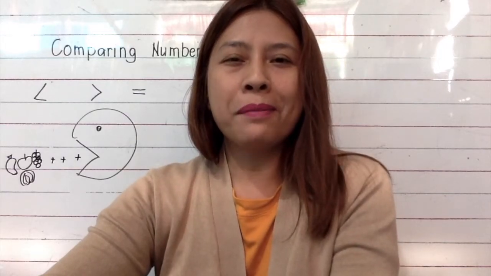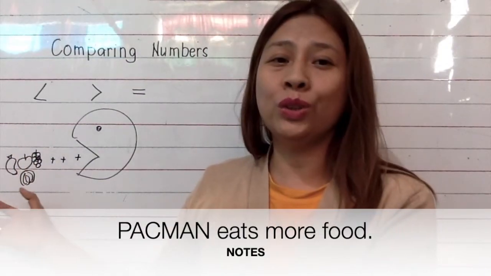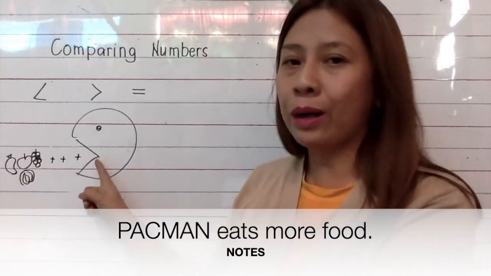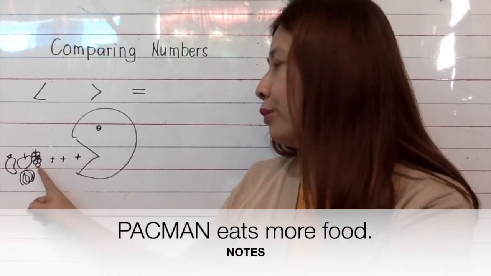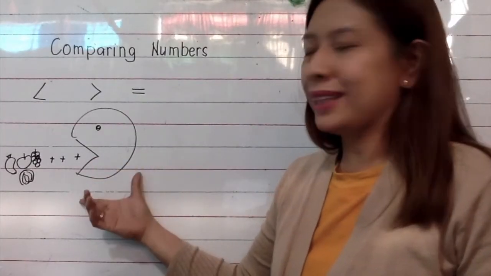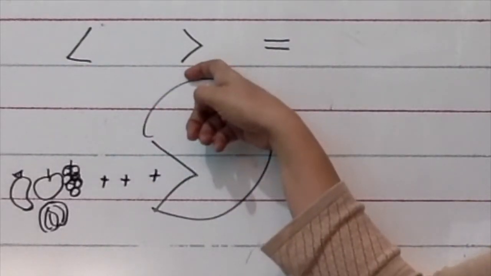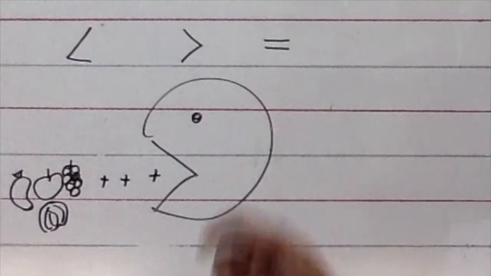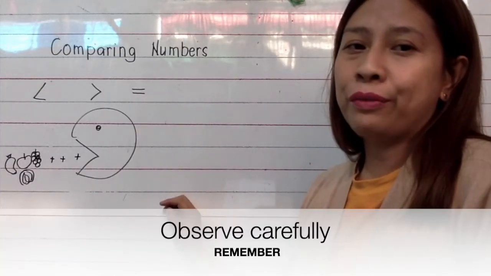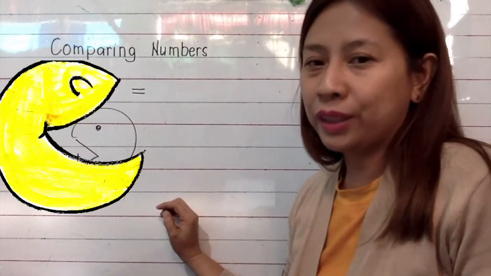So if Pac-Man has to choose what to eat, it always chooses more food, and it opens its mouth to the greater food. Pac-Man's mouth looks like the symbols of less than and greater than. So if you are going to compare numbers, you observe carefully. And Pac-Man opens its mouth to the greater food.